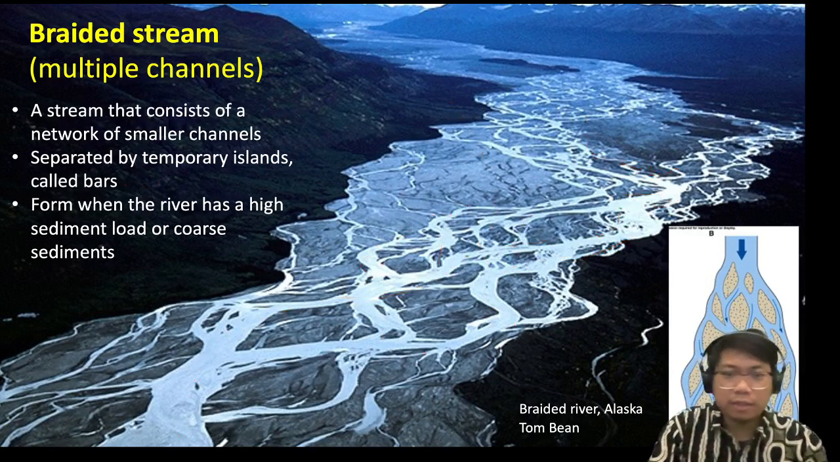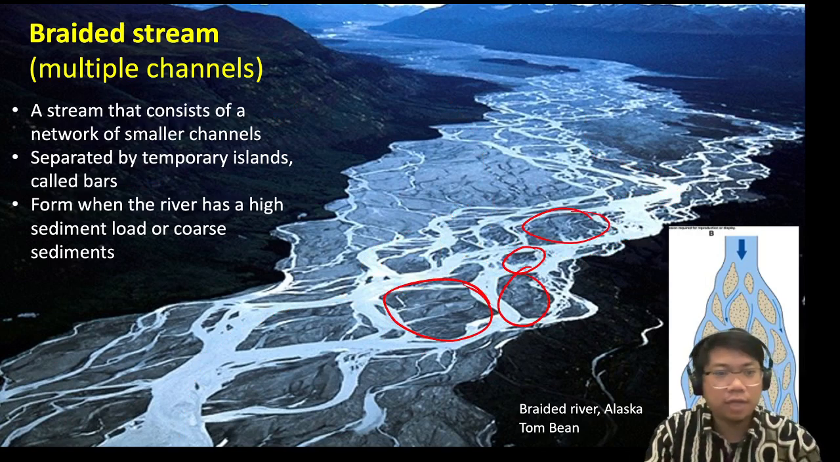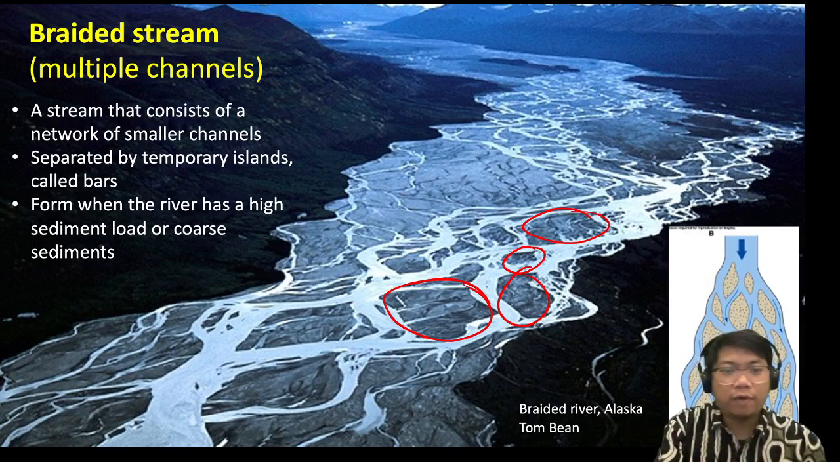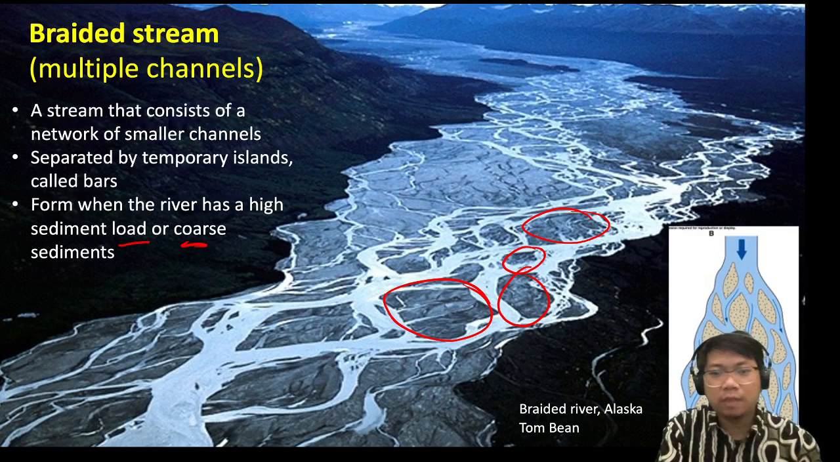And these sandbars are represented again by these isolated islands that you see here in the middle of, in between those channels. Braided streams or braided rivers typically form when the river has a very high sediment load or coarse sediments that allow these sandbars that you see here to develop.